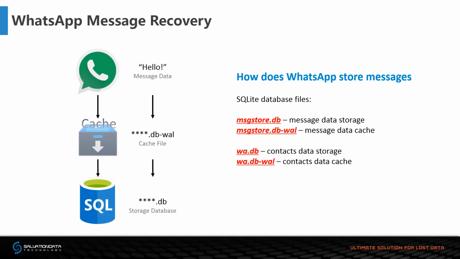Now, it is interesting that sometimes the cache file is even larger than the database file itself. This is because one message will only be stored as one record in the database, but there is no such limitation in the cache file. There could be multiple records of one message existing simultaneously. This makes it possible to recover deleted or lost WhatsApp messages by analyzing the cache file.